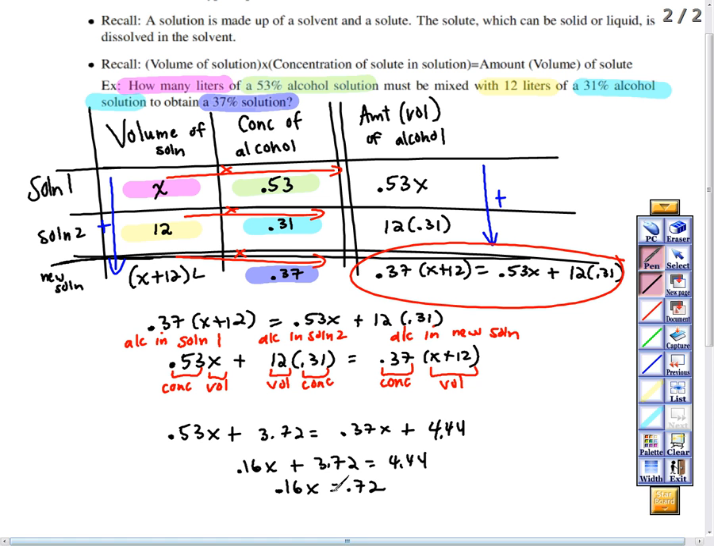Now I divide both sides by 0.16, which is 4.5. And what will my units be? Remember, your x was a volume, so the units are liters. There we go.